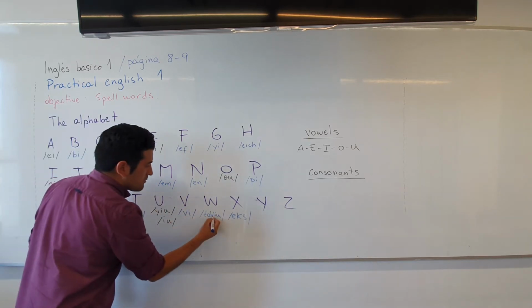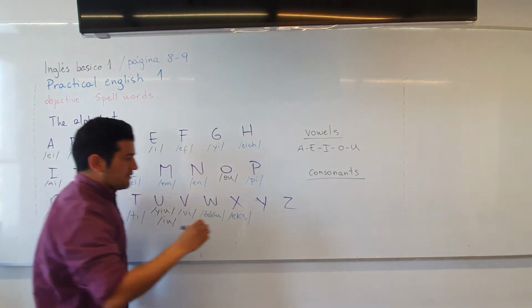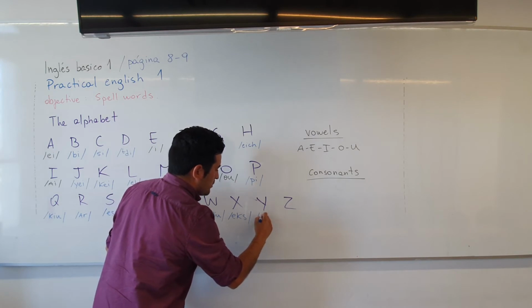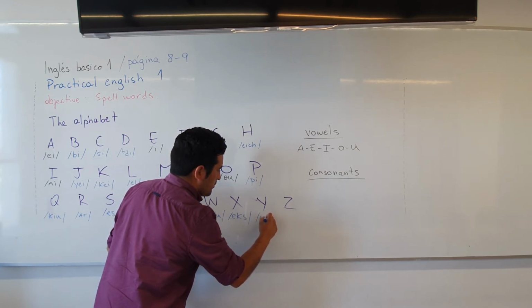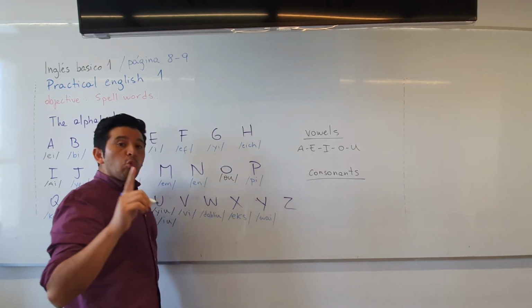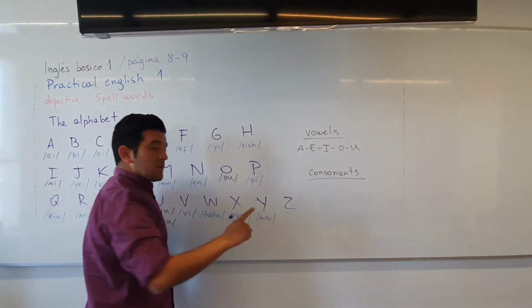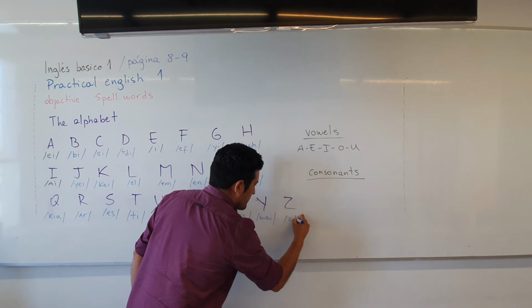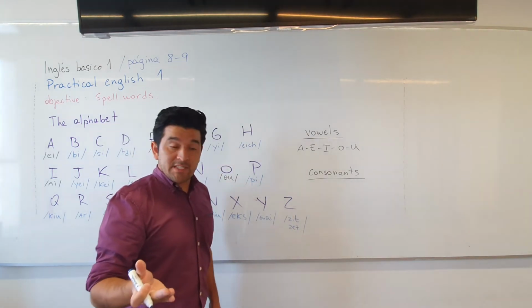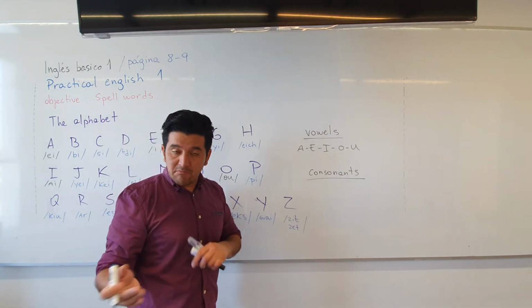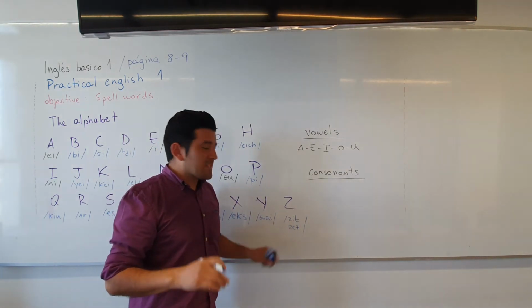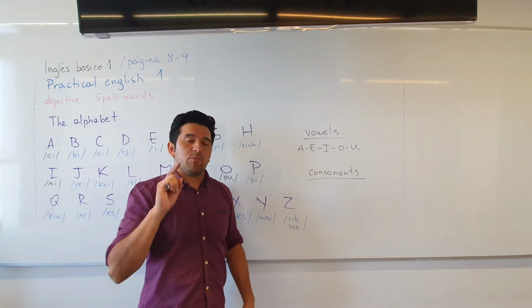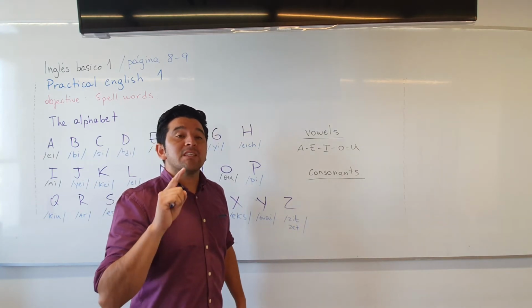W, Y, and we have Z or Z. Yeah, no problem with that part. You can say Z or Z. Yeah, but don't forget that we have to say Z.